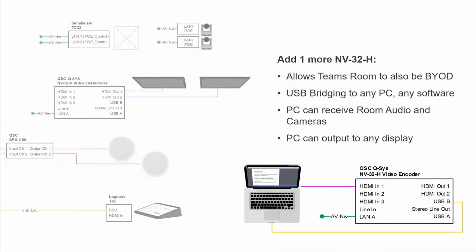So just by adding one more piece of equipment, one more NV32, or if you just wanted bridging only, just a USB bridge, you can now completely turn this room into a BYOD room whenever you want. And that's something that a lot of end users have found really, really valuable. Imagine if you're doing it the traditional way with lots of USB and HDMI equipment, to suddenly pivot all of that away from going to Teams to going to some ad hoc PC, very, very complicated to do that.